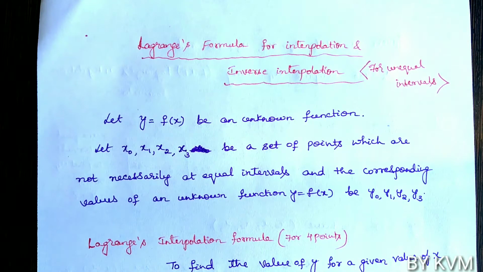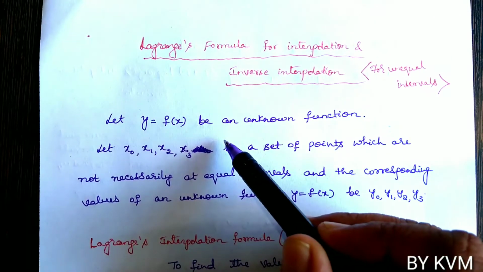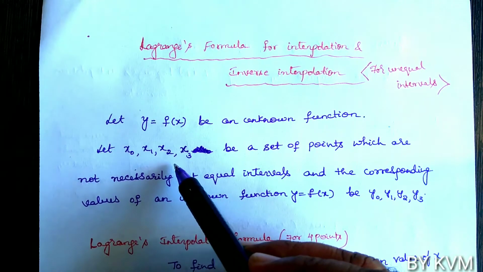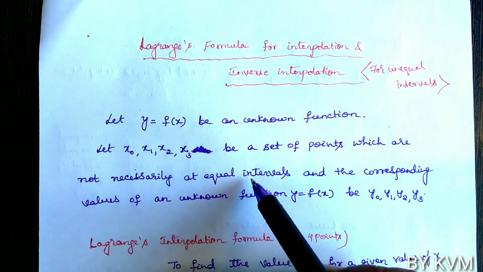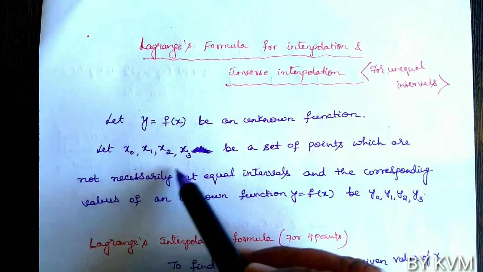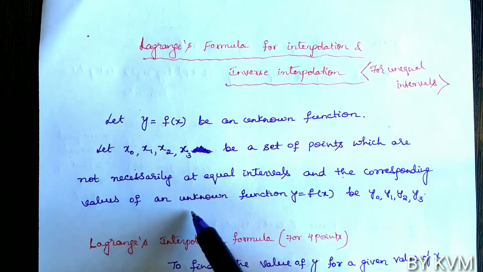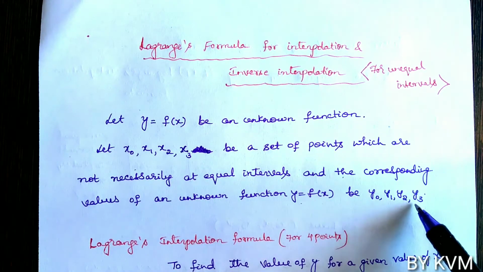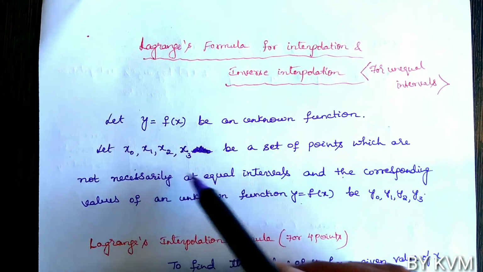Lagrange's formula for interpolation and inverse interpolation. So this is for unequal intervals. Let y equals f of x be an unknown function. Then let x0, x1, x2, x3 be a set of points which are not necessarily at equal intervals, means they are at unequal intervals, and the corresponding values of the unknown function y equals f of x be y0, y1, y2, y3. So here I am taking only 4 points.